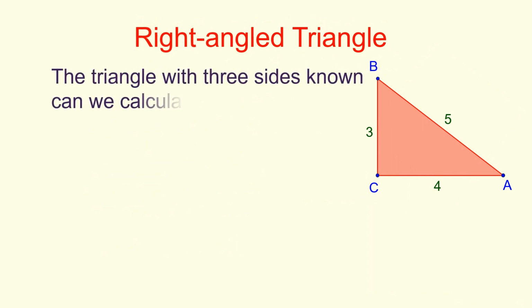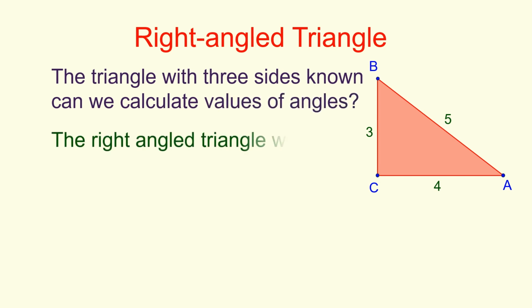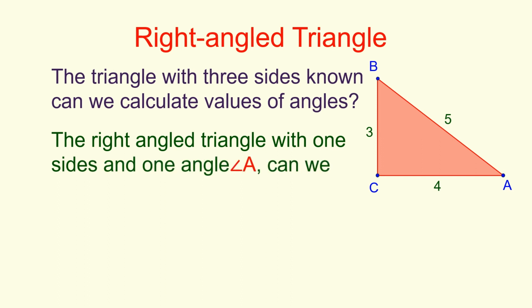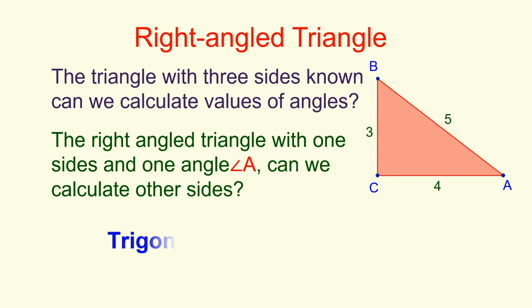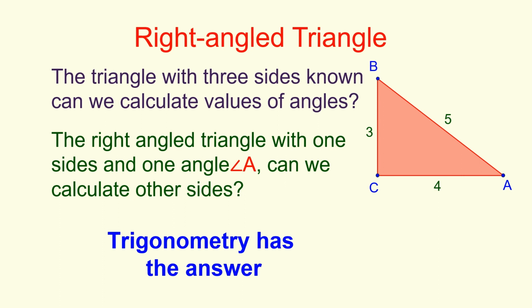The triangle with 3 sides known. Can we calculate values of angles? A right-angled triangle with one side and one angle A. Can we calculate other sides? Trigonometrical ratios have the answer.